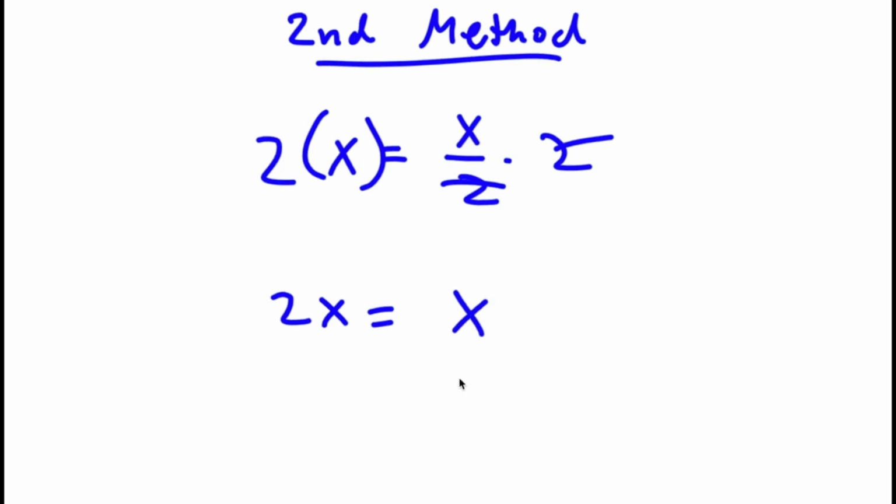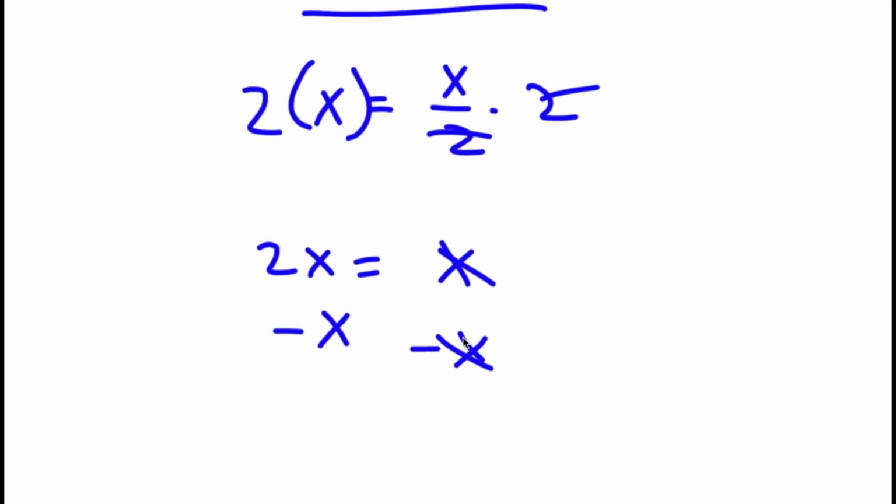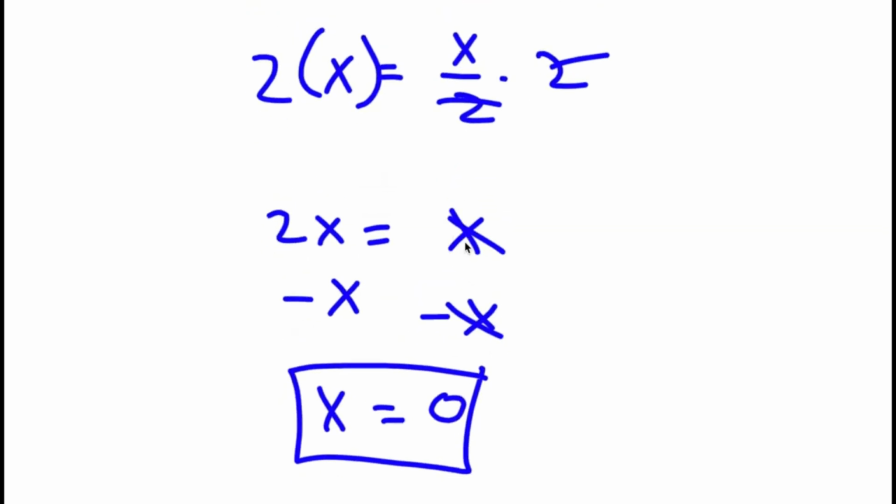Now, I'm going to subtract x on both sides. These two cancel out, and I'll be left with 2x minus x, which is x, is equal to, on my right hand side, I'll have 0. So x equals 0 again.